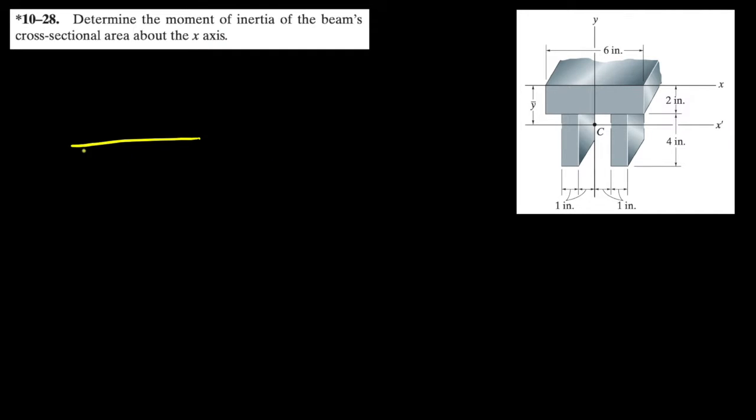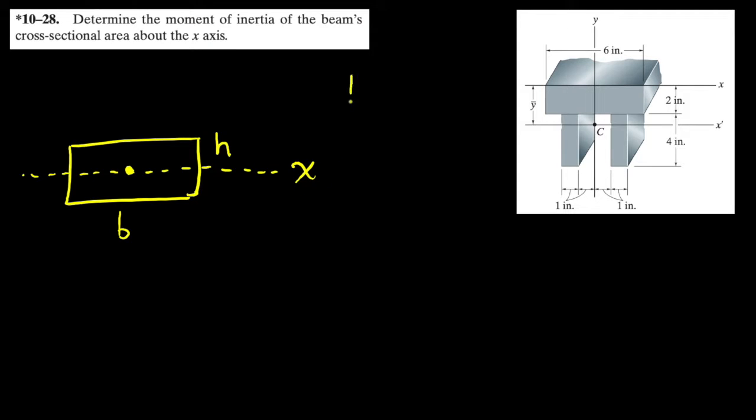So if we have a rectangle that we know the dimensions of, where the base will be shown with the letter b and height is just h, about its center of mass, if we're looking at its moment of inertia about the x-axis, then we characterize the moment of inertia by 1 over 12 times base times height cubed. And this is the moment of inertia about the x-axis with the axis going through the center of mass right here.